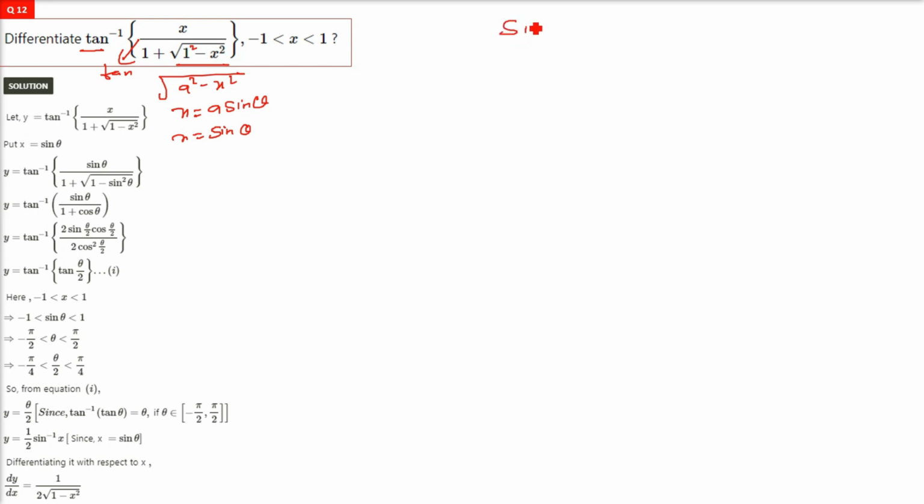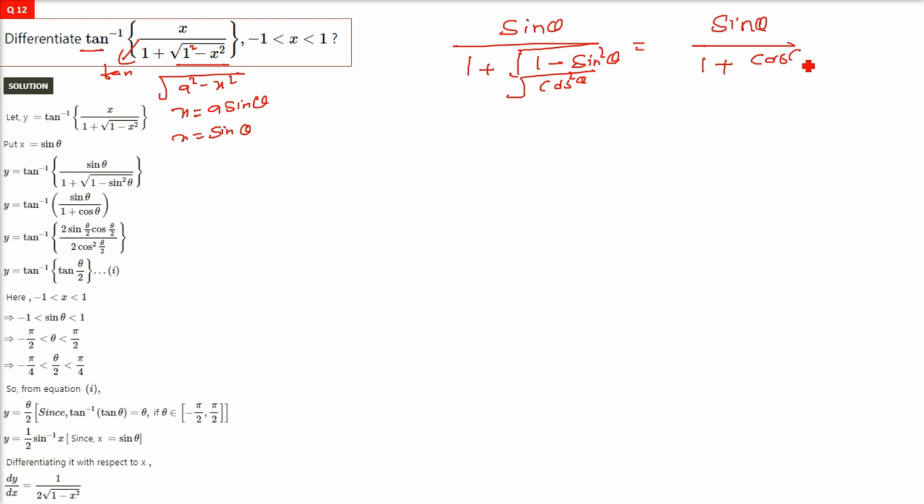So this is sine theta, the inside one I am telling you. x is sine theta. 1 plus under root 1 square minus x square, that is 1 minus sine square theta. So you have a sine theta here. 1 plus 1 minus sine square theta is cos square theta. And under root of cos square theta will be cos theta only.